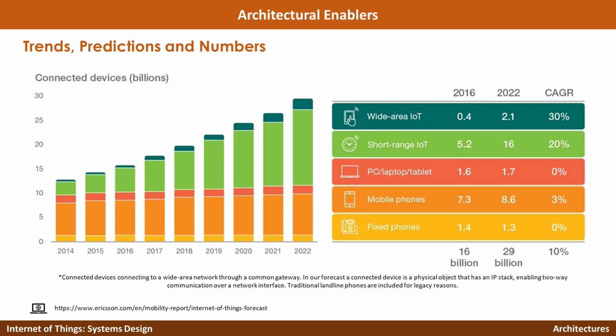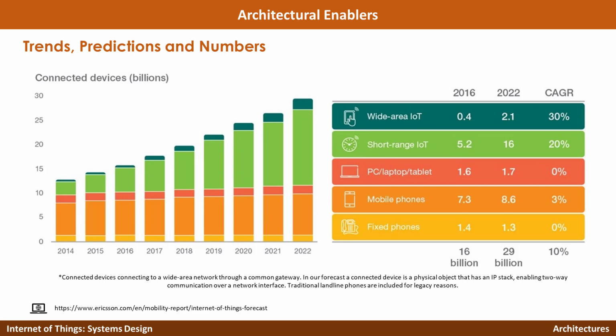If you search for trends, predictions, and numbers related to Internet of Things on the web, you can find many different graphs and figures that will show you how the number of devices has increased over time. So I have picked one of those figures that shows how the number of connected devices has increased over time.